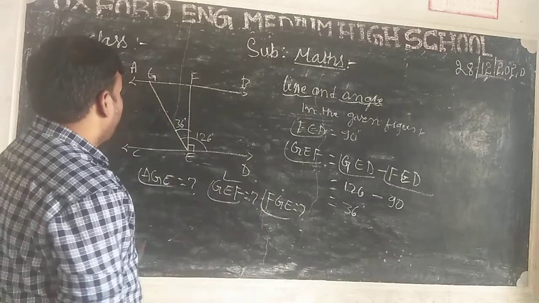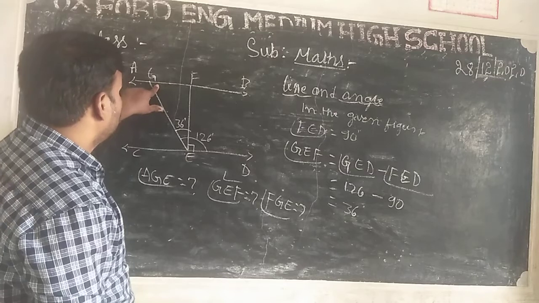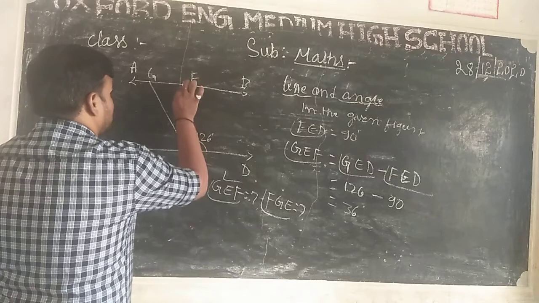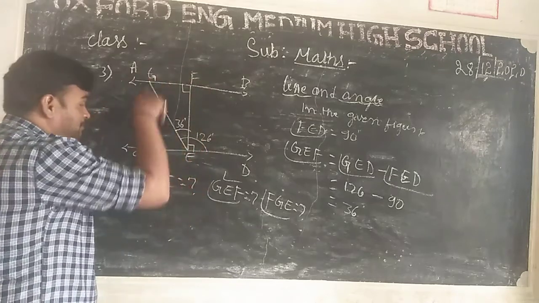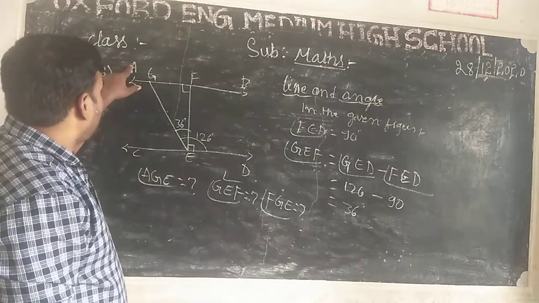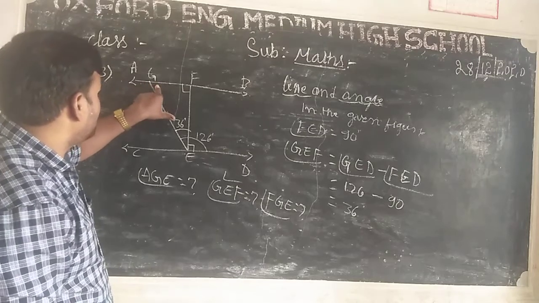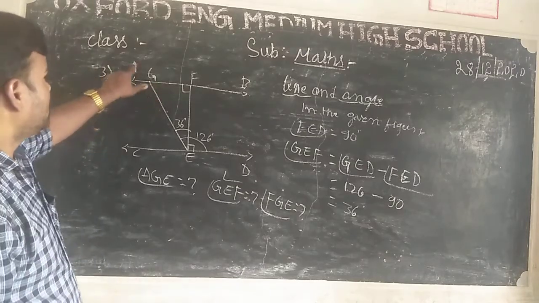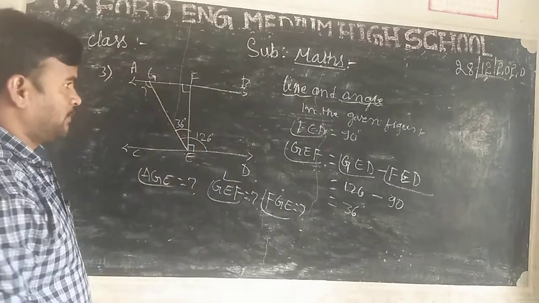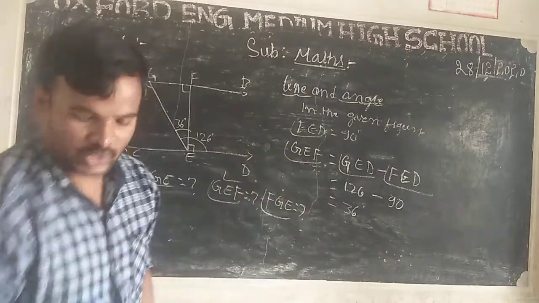Second, FGE. We know that this one is also 90 degree because it is a right angle, because of the perpendicular. Before AGE, we should find this one, and after that we automatically find the AGE value. You should understand this one, dear students. Shall I erase this? Okay.